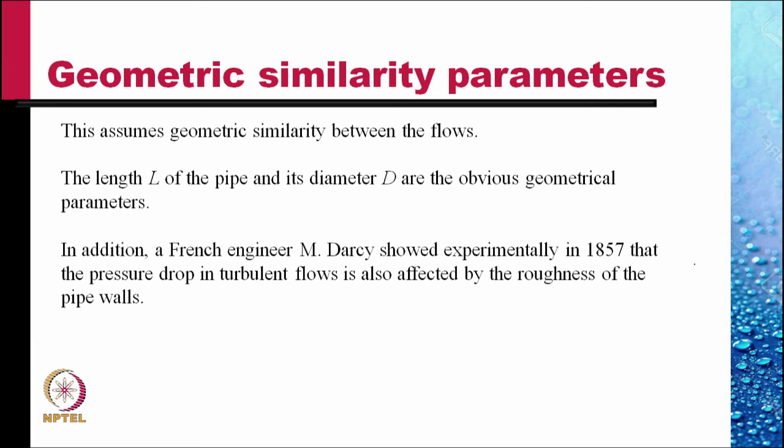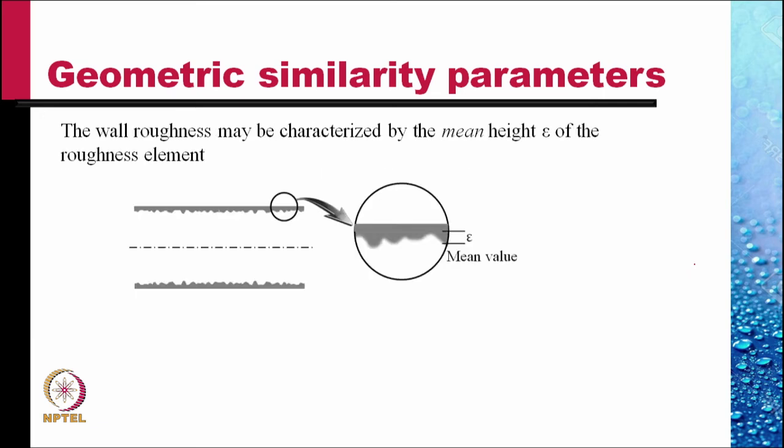The length L of the pipe and its diameter d are the obvious geometrical parameters. In addition, a French engineer by the name M. Darcy showed experimentally in 1857 that the pressure drop in turbulent flows is also affected by the roughness of the pipe wall. The wall roughness may be characterized by the mean height epsilon of the roughness elements on the wall.